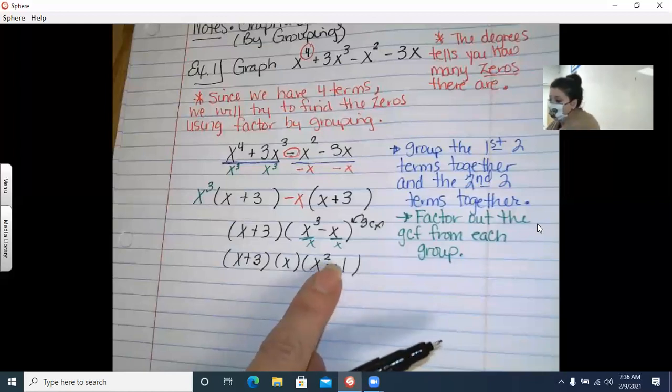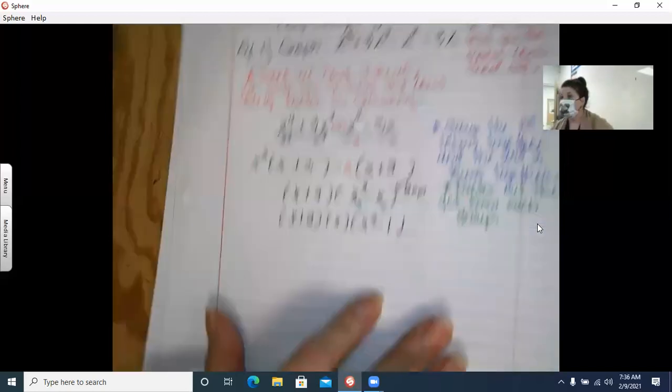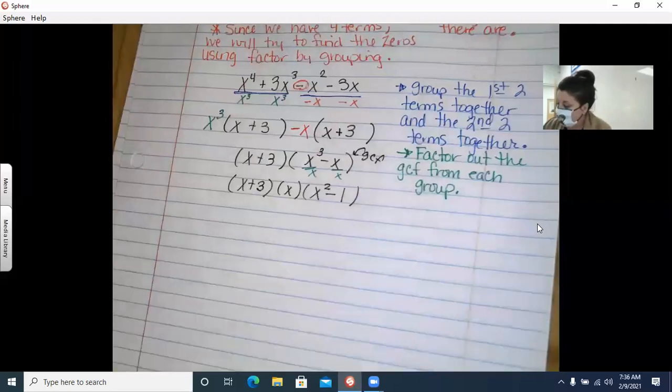So once we have factored completely, or we actually haven't factored completely, but we factored good enough to find the zeros.